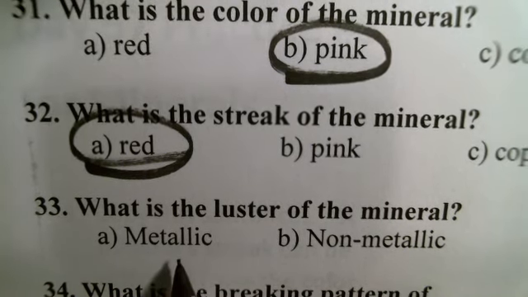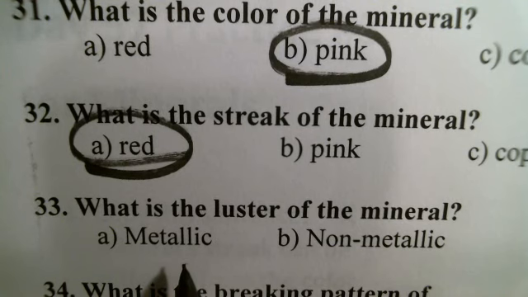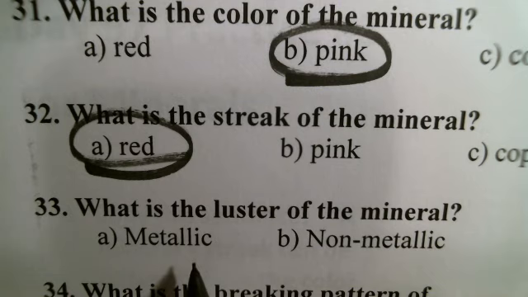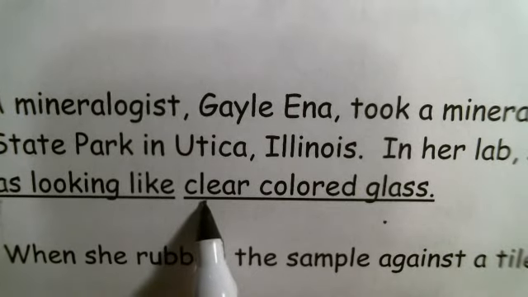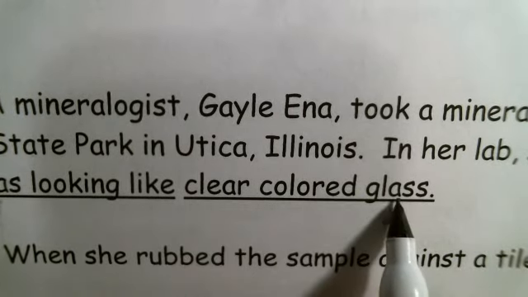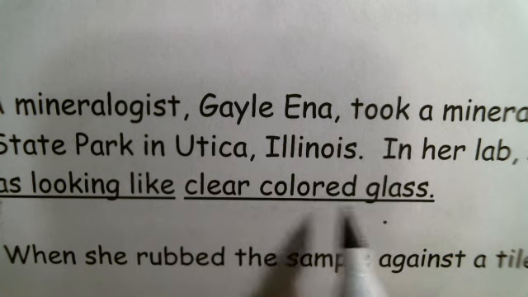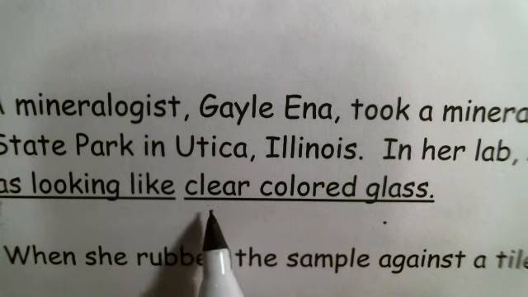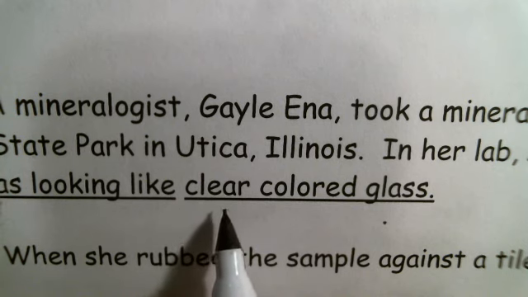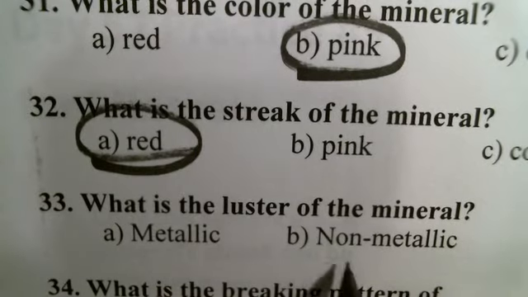Number 33, what is the luster of the mineral? It is metallic if it looks like it's made out of a solid hunk of shiny metal, or if there are tiny speckles of silver or gold in it. Well, in the story problem here, it says it looks like clear colored glass. So that doesn't say anything about speckles of silver or gold. And if it's clear, it's definitely not like a hunk of shiny metal. And so this is non-metallic.